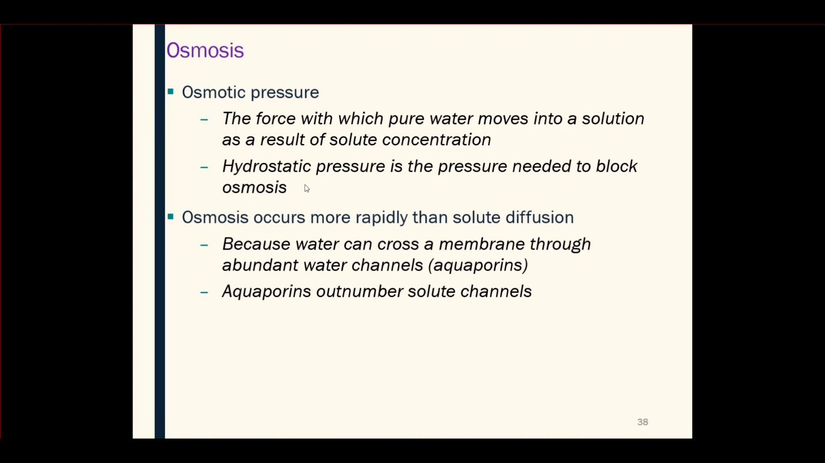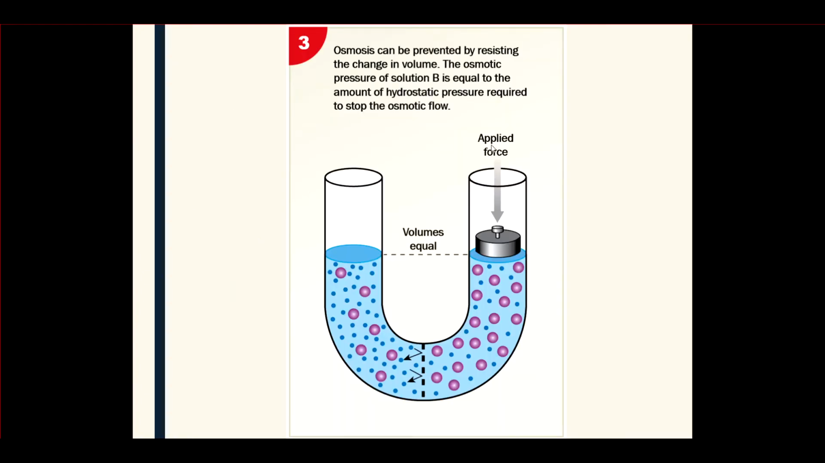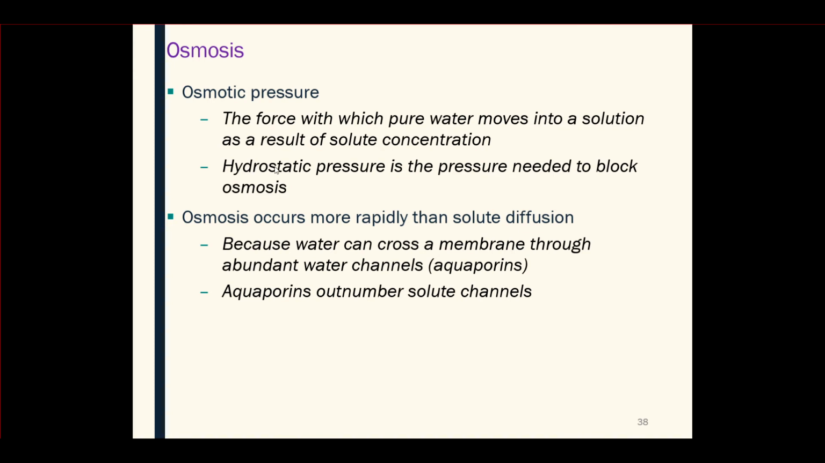Now, in the lab, we could do this. We could actually push down here. You see they kind of put this metal thing here, and we push down on the water and force it backwards through to the other side. That pressure we're going to call hydrostatic pressure. This is the pressure needed to block osmosis.